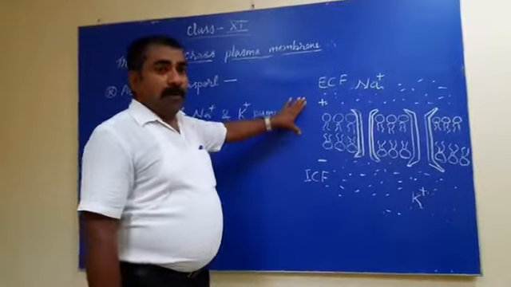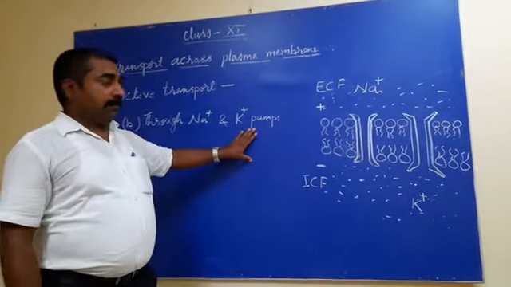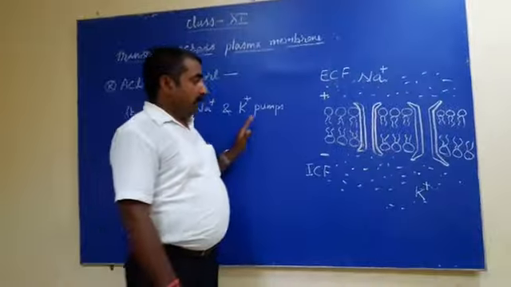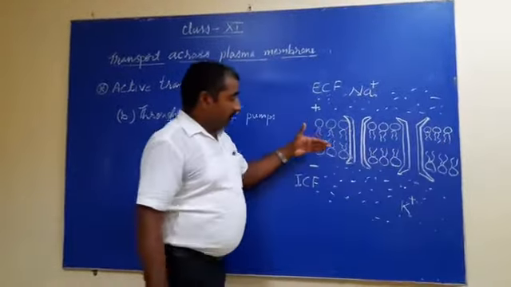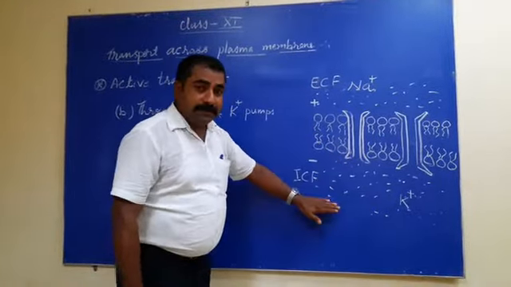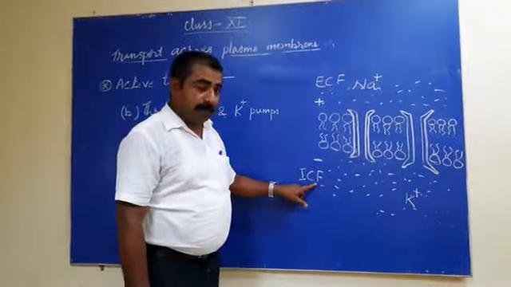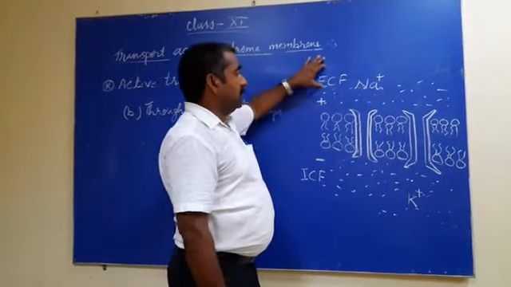So students, before understanding the sodium and potassium pump, that is, how materials are transported through the sodium and potassium pump, we have to know one thing. This is the plasma membrane. Now the fluid which lies inside the cell, we call it ICF, intracellular fluid, whereas the fluid which is outside the cell is called ECF.